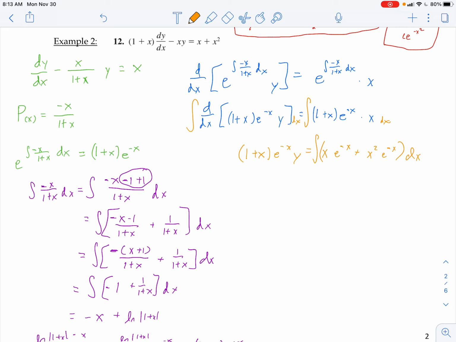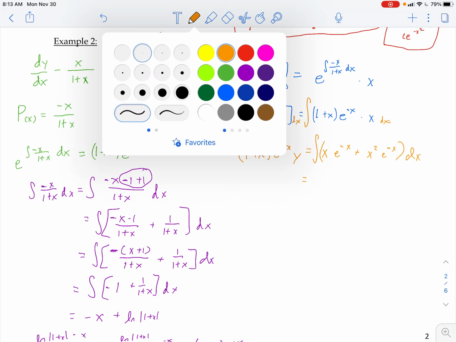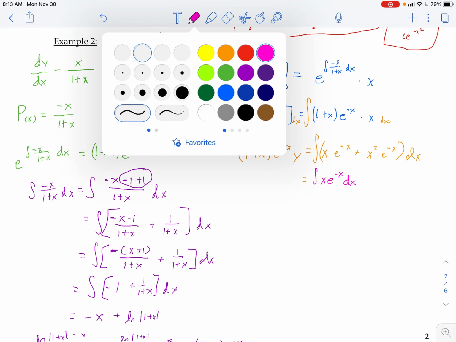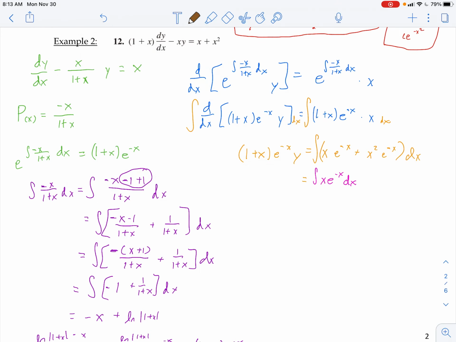Which, again, is no small task. I could have kept it as x and then integrated that way as well, the x squared plus 1s. But to me, it's easier just to go ahead and write it as x e to the negative x. So I'm going to break this up. Now I'm going to change the colors just so that you can stay with me. So the integral of x e to the negative x dx plus the integral of x squared e to the negative x dx. So I just broke up the integration.